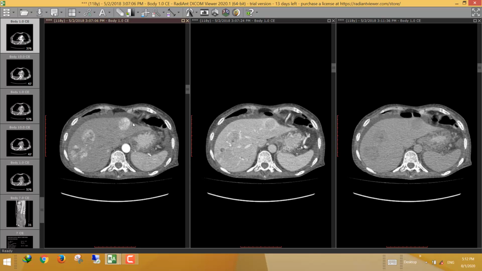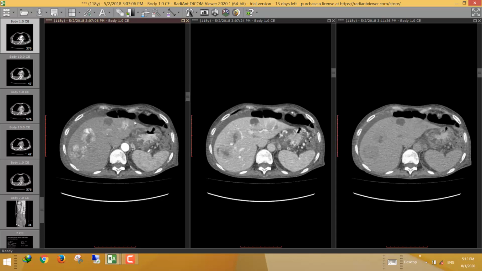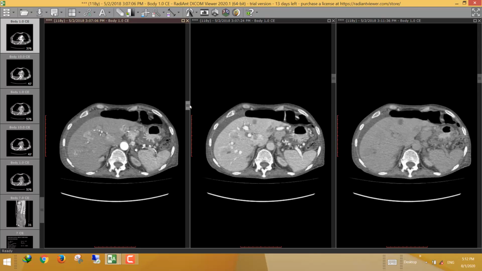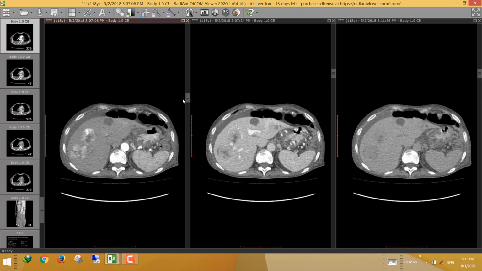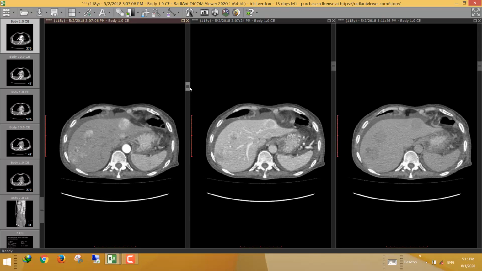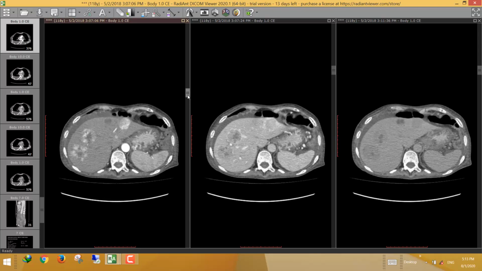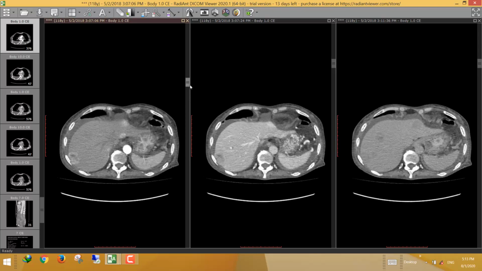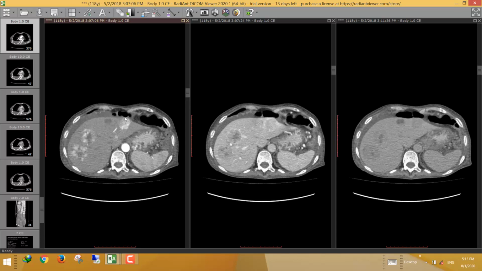So this puts the possibility of HCC at the top of diagnostic possibilities. However, we can see here that the liver is not cirrhotic. The liver here is not cirrhotic. The margin is smooth. There is no enlargement of the caudate lobe. So in this case we usually can't be confident to say that these lesions are HCC, multiple HCC.